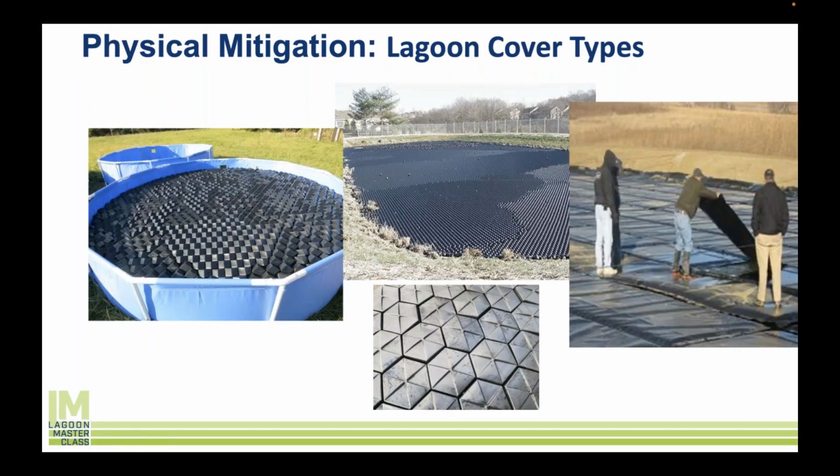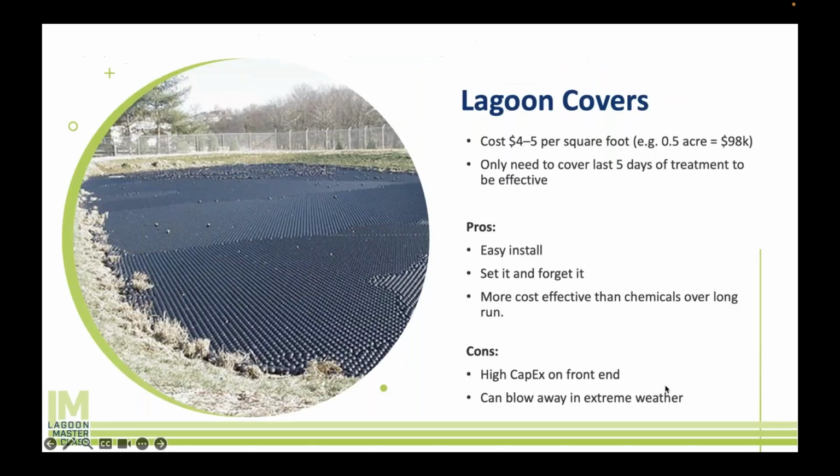There's lots of different cover options. We've seen the floating covers you can stand on, you've got the bird balls, you've got the hexagons, you've got the rhomboids. These bird balls and hexagons are a little bit easier to install versus the floating insulated cover. They're all about $4 or $5 per square foot, so not cheap. Half an acre is about 100K to purchase.